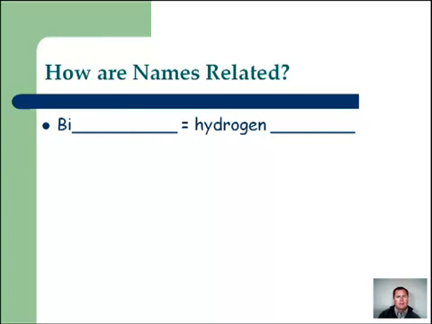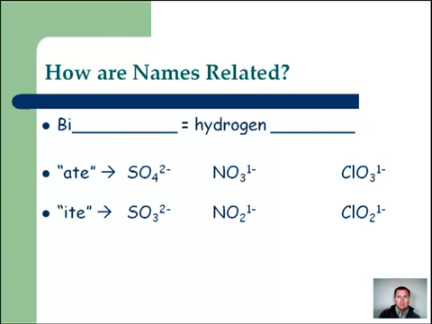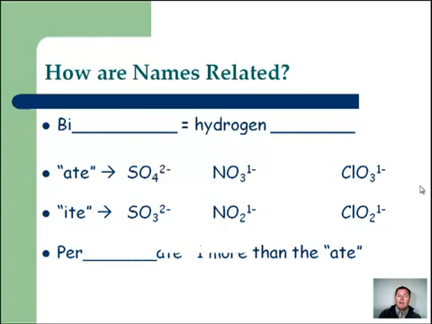Okay, the next part here is a little FYI for you. If we look at the endings, ate and ite, look at sulfate and sulfite. What do you notice? In the ite one, there's 1 less oxygen than there is in the ate one. Same with nitrate and nitrite. It doesn't necessarily mean a fixed number, but it means the ites have 1 less oxygen than the ates.